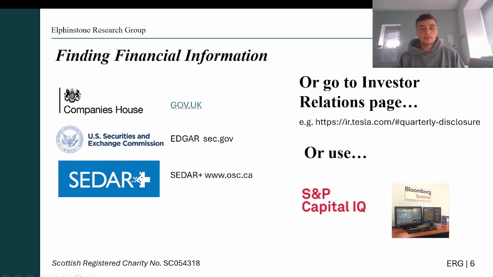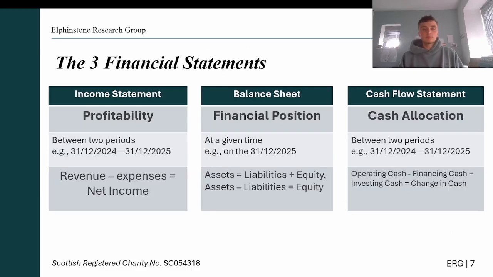We can find this financial information online because it is mandated to be disclosed for publicly traded companies. We find this on EDGAR for the US, Companies House for the UK, SEDAR for Canada, or you can just go to the investor relations page of the company, or use something like Capital IQ or Bloomberg Terminal, which allows you to export this information easily to Excel.